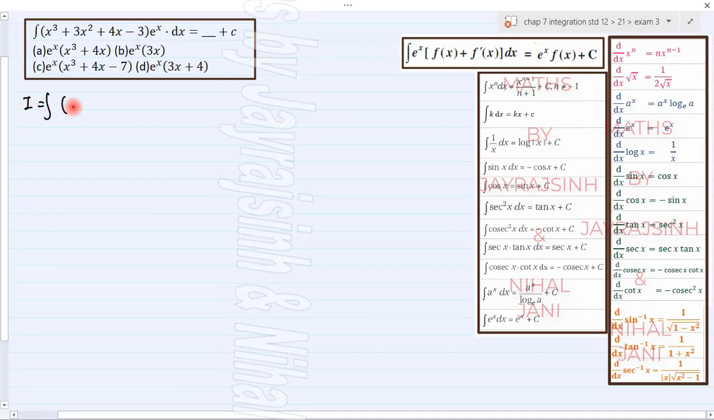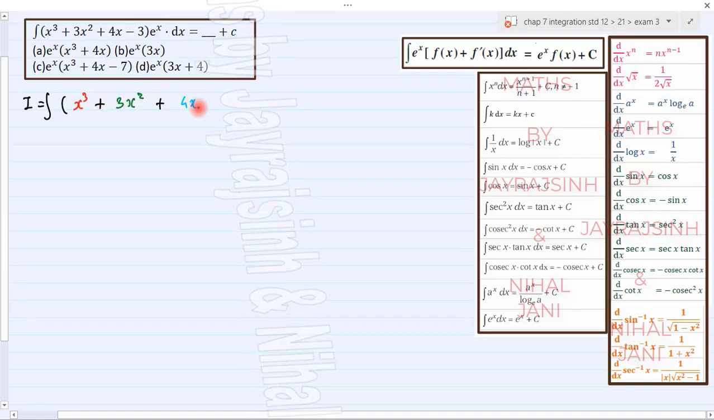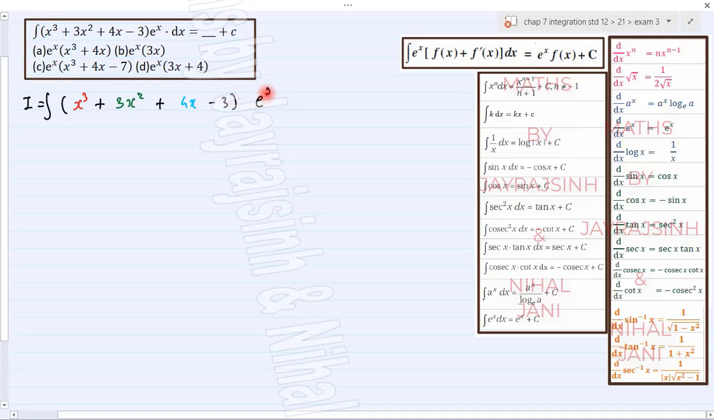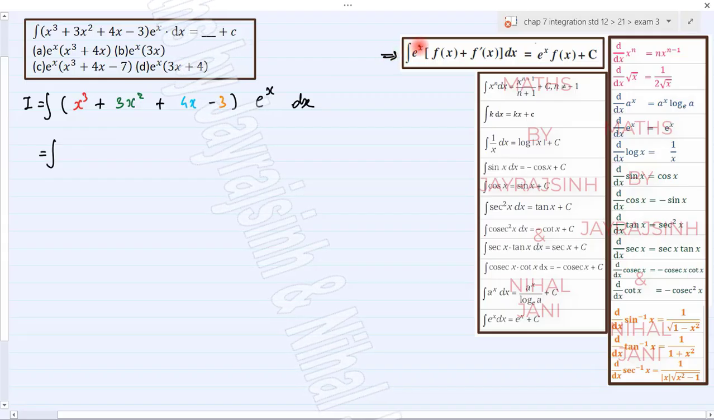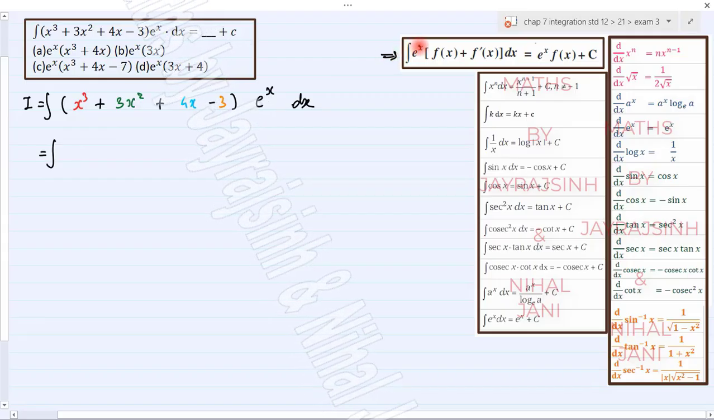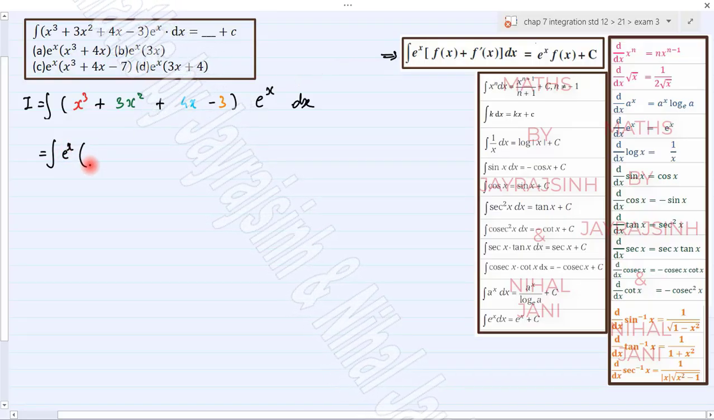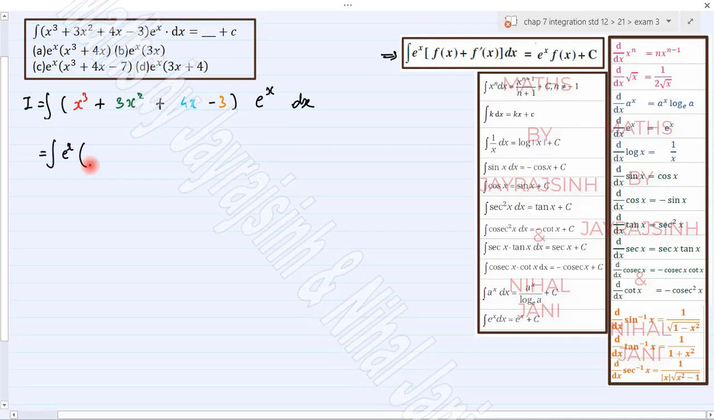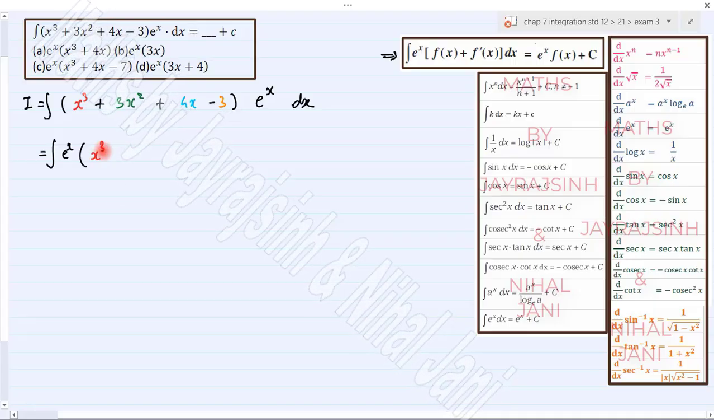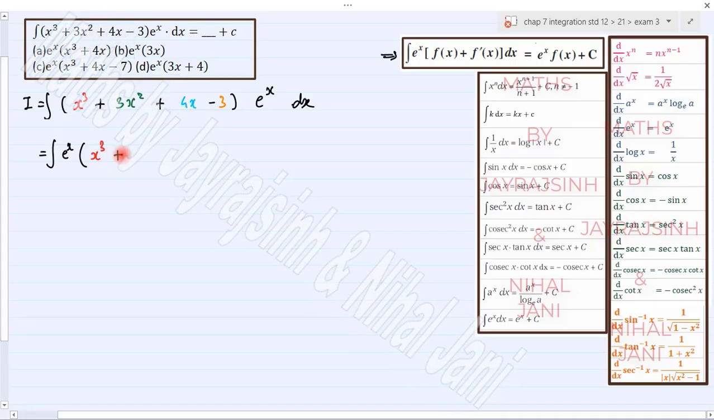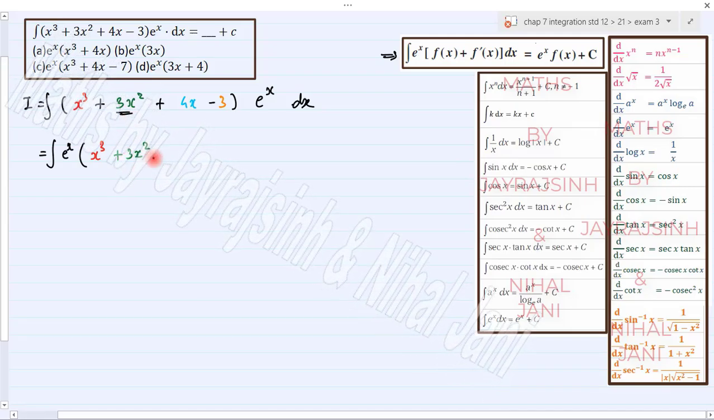Here we have to integrate x cube plus 3x square plus 4x minus 3, and the whole function is within the multiplication of e raised to x, which suggests that we have to use the formula of e raised to x into f(x) plus f dash x. So let's try to get the required format. Your e raised to x will be as it is. Our first term is x cube, so we are going to need differentiation of x cube, or we can say 3x square, which we already have.